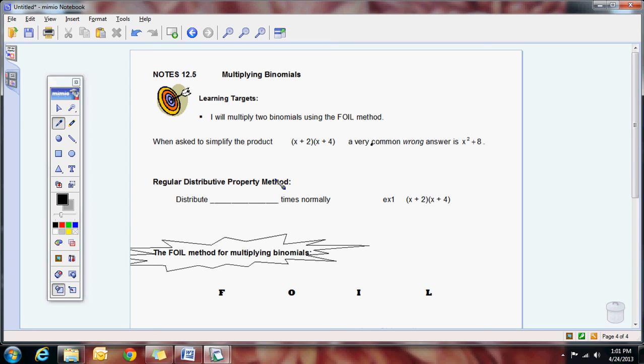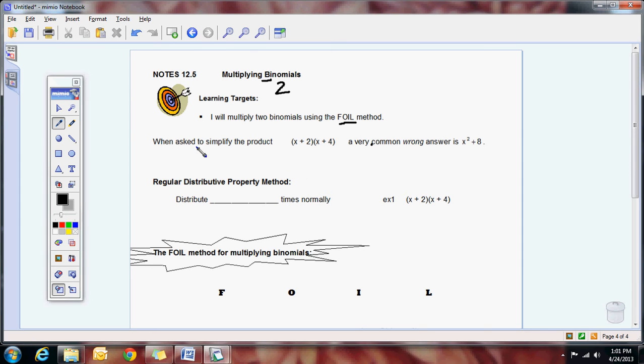Set of notes for chapter 12, and this is by far my favorite. We're going to be multiplying binomials, and as you know, binomials have two terms in them, and we're going to use this method called the FOIL method, which I love. And you're going to meet a strange man named Bob today as you FOIL, so get ready for him.